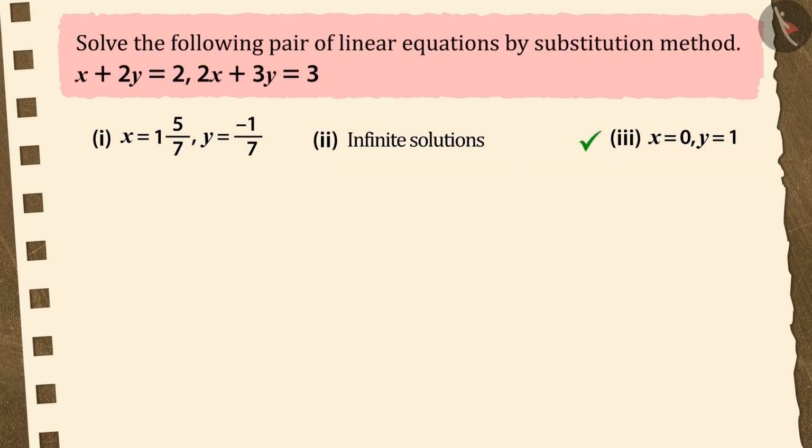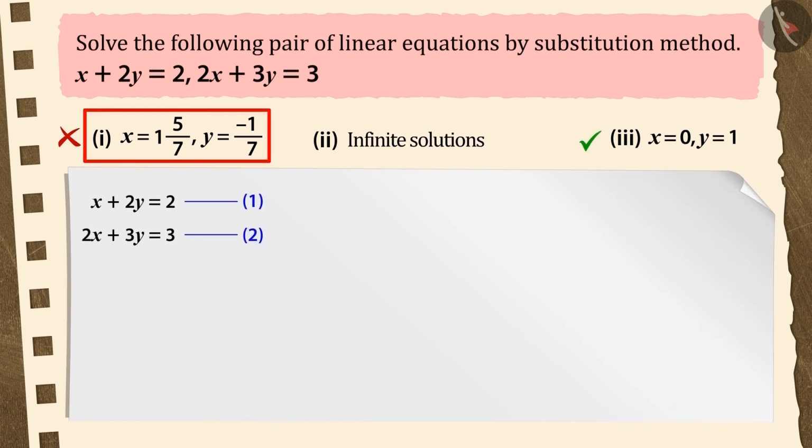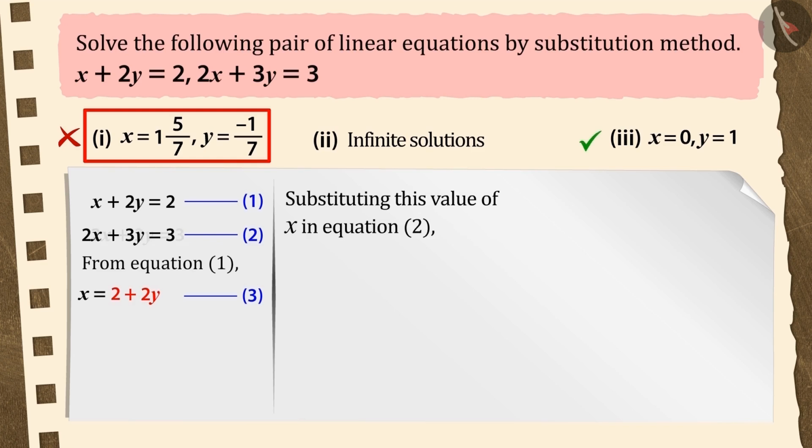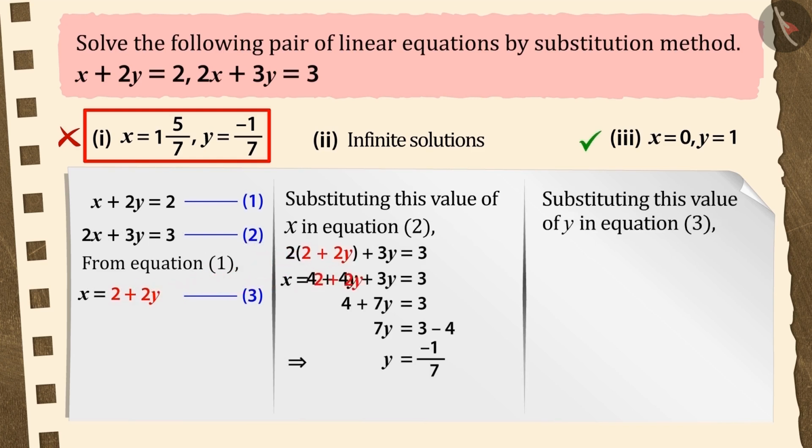If you selected option 1, then it was a good try, but this is the wrong answer. Because, while solving the question, you expressed x in terms of y in equation 1. Then, while moving 2y from the LHS to the RHS, you forgot to change its sign and solved the question based on it, and as a result you get the wrong answer.